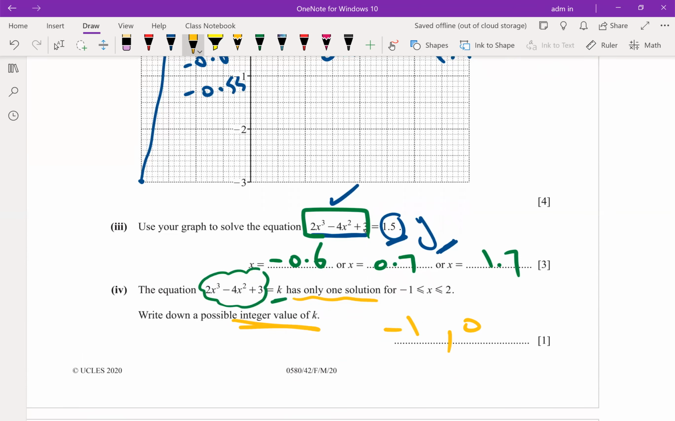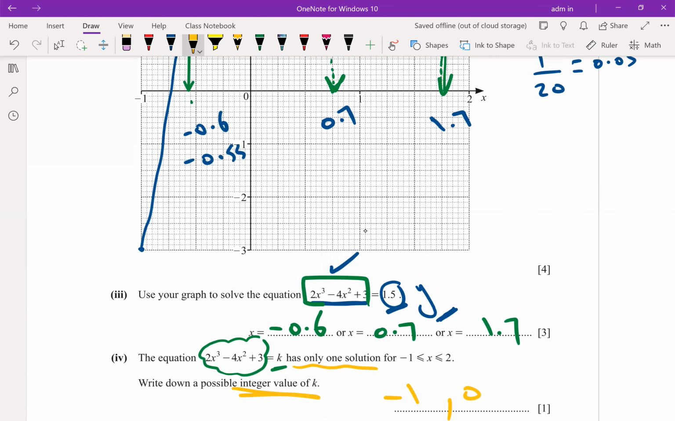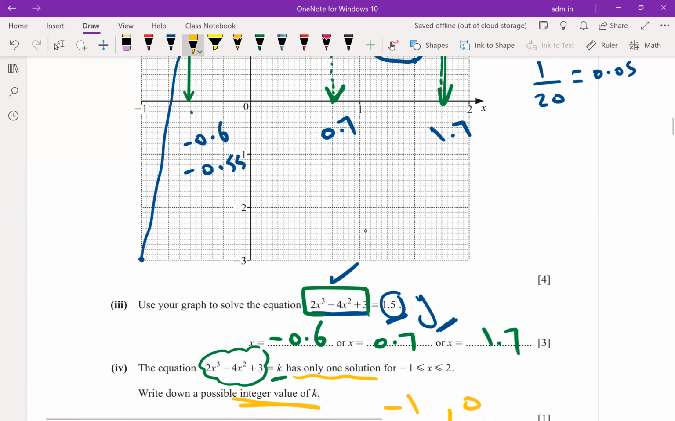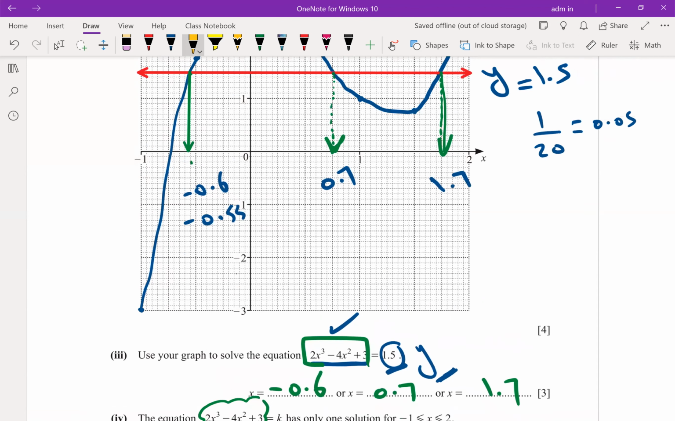Clear? Again, when I draw a horizontal line, I need it to cut at only one point. So at -1, it gives 1 point. At 0, it gives 1 point. Is positive 1 accepted? No, because if you draw a horizontal line at 1, how many solutions? 3.